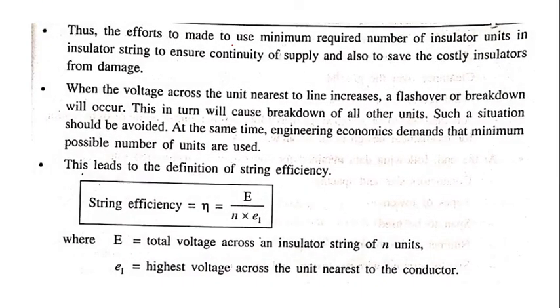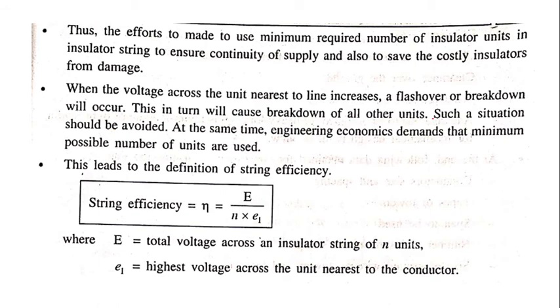Thus, the effort is to use the minimum required number of insulator units in the insulator string to ensure continuity of supply and also save the cost of the insulator from damage. When the voltage across the unit nearest to the line increases, flashover or breakdown will occur. This in turn will cause a breakdown of all the units.